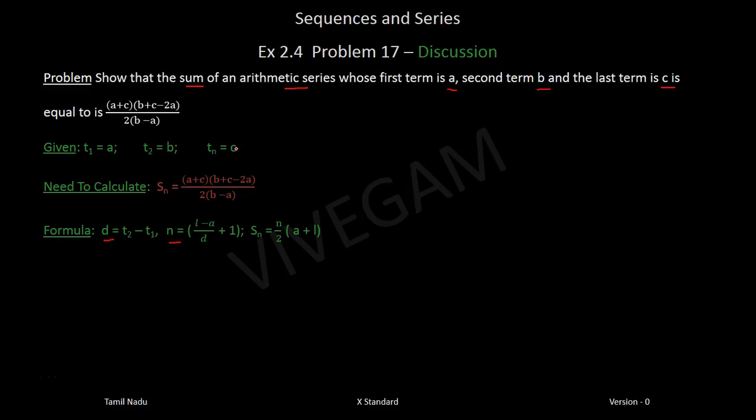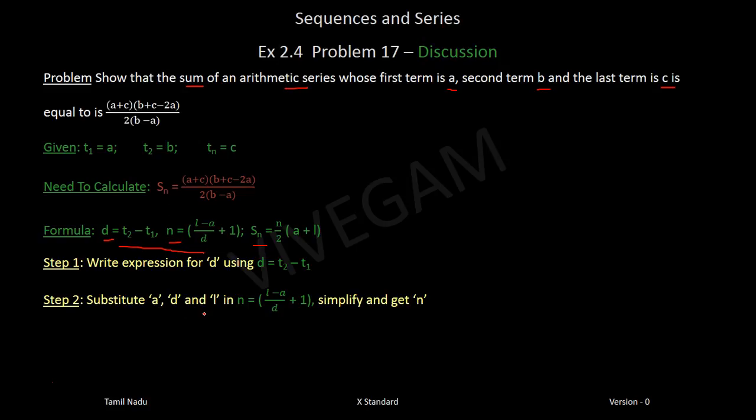l is known, l is the last term, that is c. First term is a, and d we have calculated using t2 minus t1, that is b minus a. Then n is calculated. Once n is calculated, then Sn can be calculated, because n we know, a we know, l we know. So all we have to do is follow the steps for this series, that is for these values, for the first term being a, the second term being b, and the last term being c. That's all it is. So first step, calculate d. d is t2 minus t1, that is b minus a.